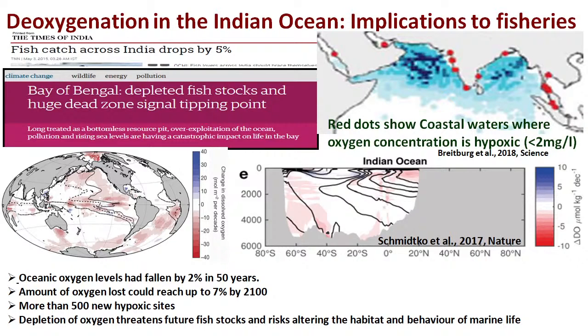There is another reason for the oxygen depletion in the oceanic water, and that reason is the increasing temperature of the water. The colder water can have more oxygen. So if you increase the temperature of the water, then the holding capacity of oxygen will go down. So global warming will have a negative impact on the oxygen concentration.